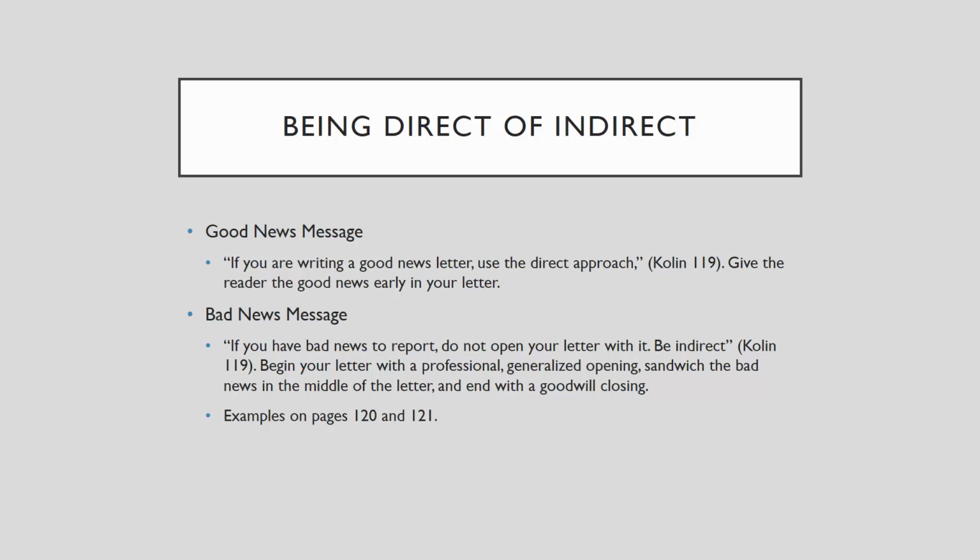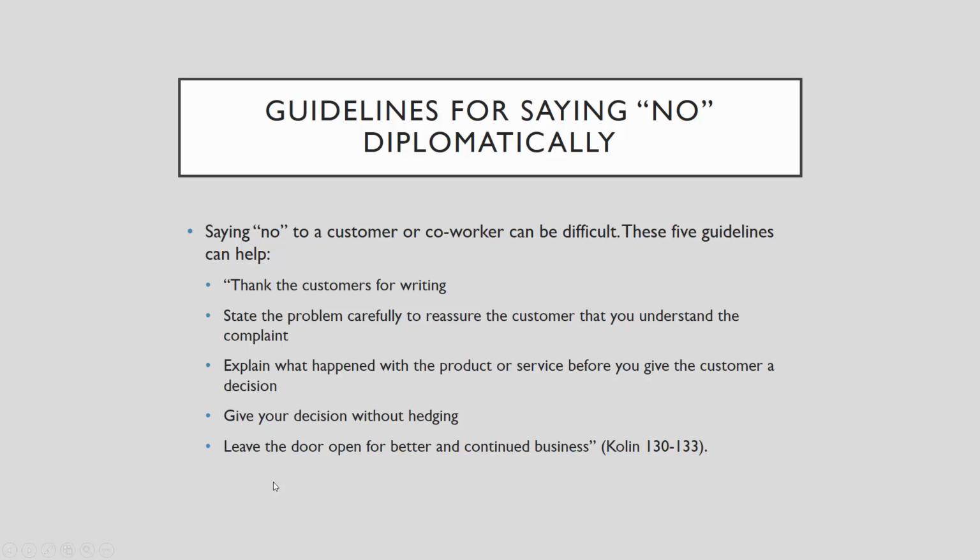Now, there are some examples on page 120 and 121 with regards to ways to write an effective and an ineffective bad news letter. Okay, but the book also gives us information on ways to say no diplomatically. This is really useful when you're writing bad news, so make sure that you take a look at this information. Okay, and so it starts on page 130.